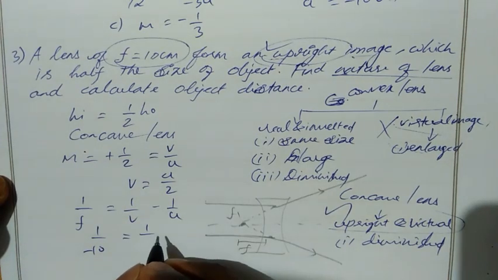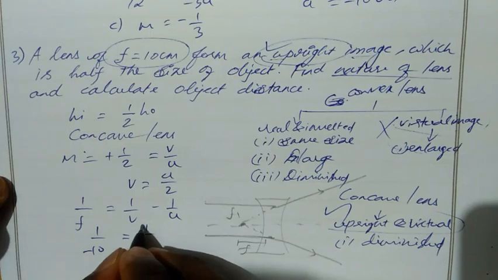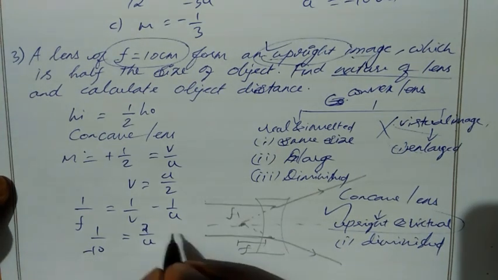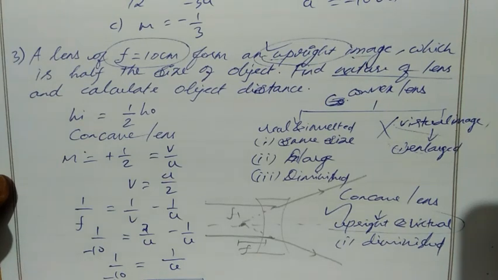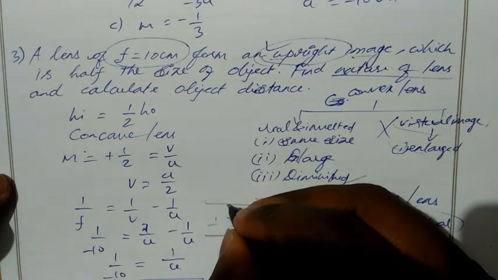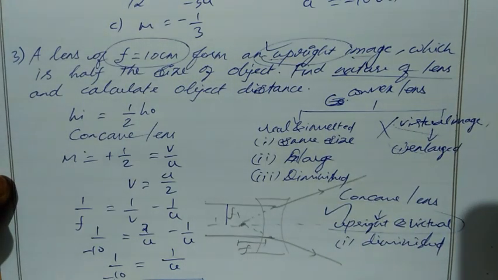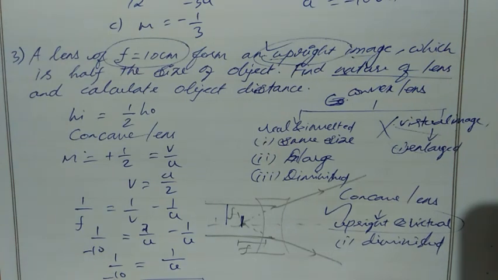equal to 1 by v. So 1 by v is u by 2, we can write 2 by u, minus 1 by u. So 1 by minus 10 equal to, take u common, 2 minus 1, 1. So u equal to minus 10 centimeter, which means both image as well as object are on the left side. Okay, if object is at 10 centimeter with this much of height, then image is only with lesser height on the same side. Clear?